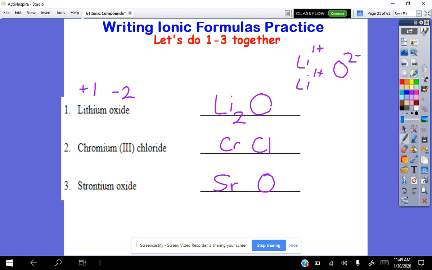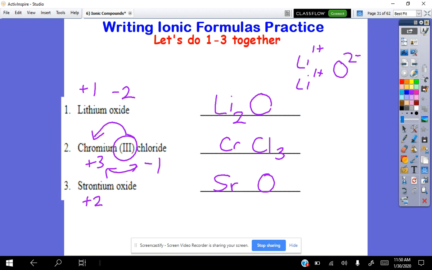Second one, let's apply that Roman numeral rule. Here's my Roman numeral 3. That represents my charge of 3. The charge in the Roman numeral always refers to the metal. So chromium has a +3, chlorine has a -1. If I switch my numbers, chromium would get a 1, but we don't write the 1, and chlorine gets a 3. Our final formula is CrCl3.